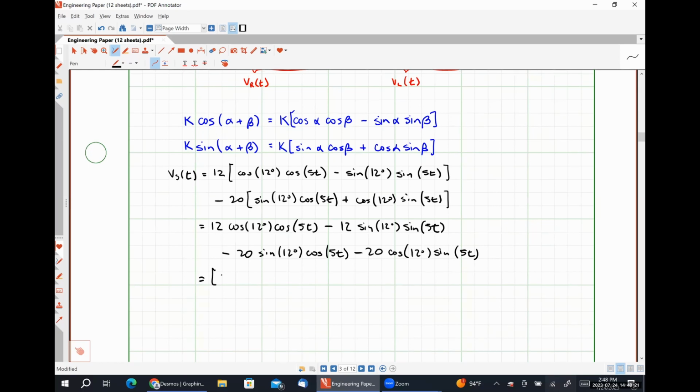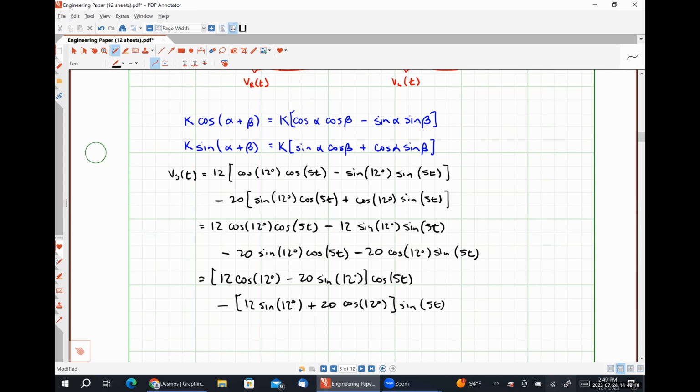I could say that I have 12 cosine 12 degrees minus 20 sine 12 degrees multiplied by cosine of 5t. And I'm going to have minus 12 sine 12 degrees plus 20 cosine 12 degrees times the sine of 5t. So let me double check my signs here to make sure I'm not making any mistakes.